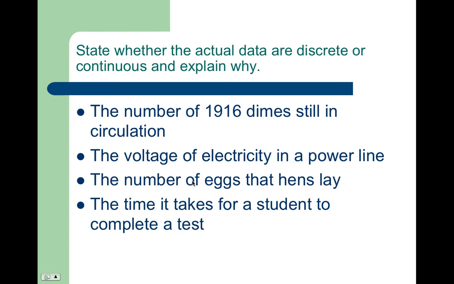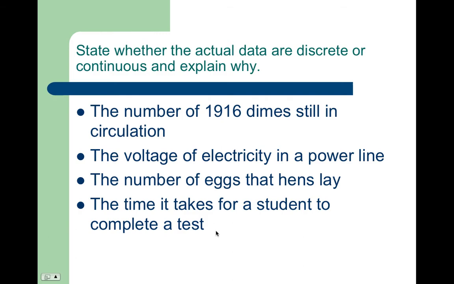And so with the number of eggs, you can't have a half an egg, and so it is going to be discrete data. There are jumps. You have 12 eggs, you have 24 eggs, you have 13 eggs, whatever you have, but you don't have 13.5 eggs. That's not a realistic way to represent those. So, the time it takes for a student to complete a test.